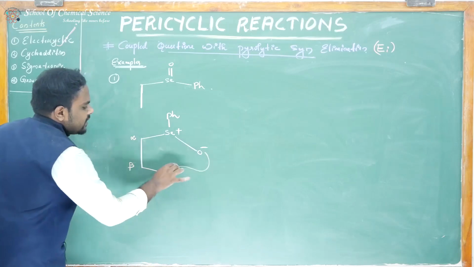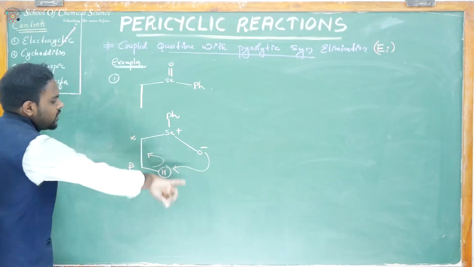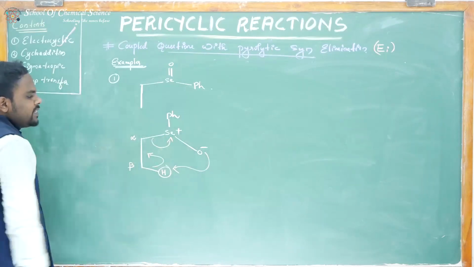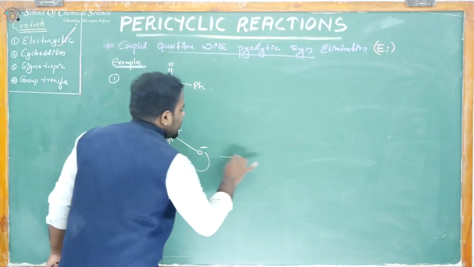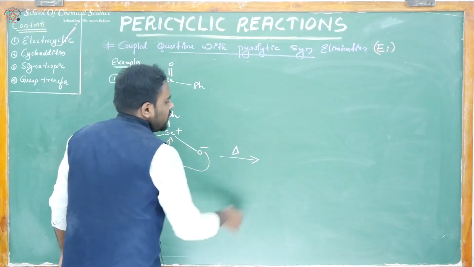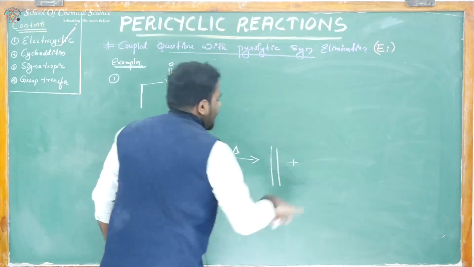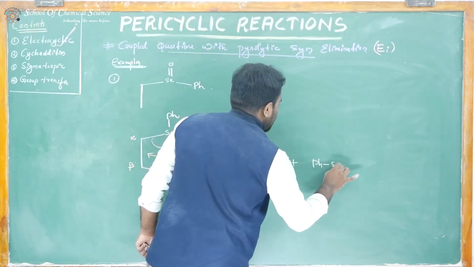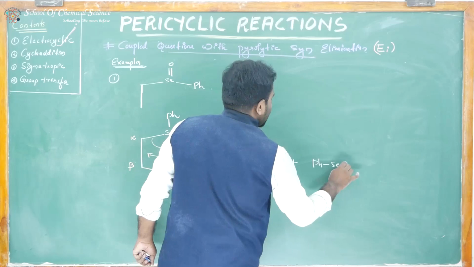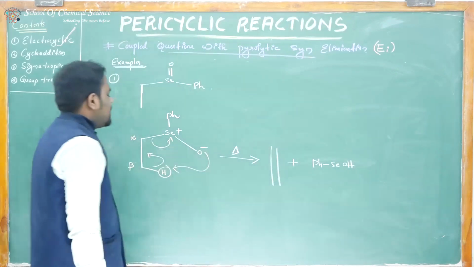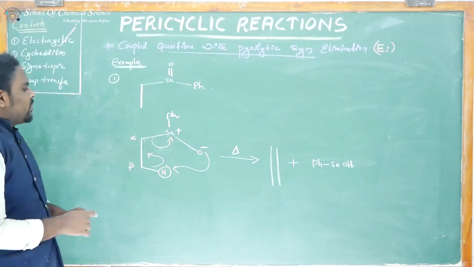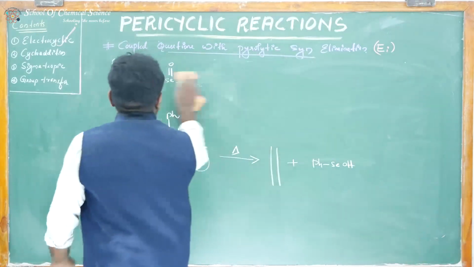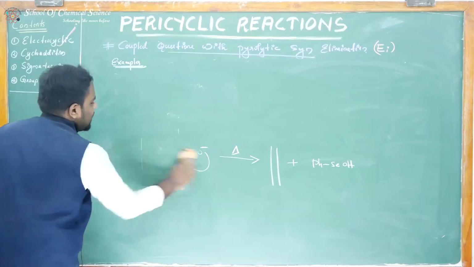This O minus will interact with the beta hydrogen. This bond makes a pi bond here, and this SePh group is eliminated. So what is the product? Pyrolytic elimination: a double bond, alkene, plus PhSeOH is the byproduct. So here also an alkene is formed. Okay.